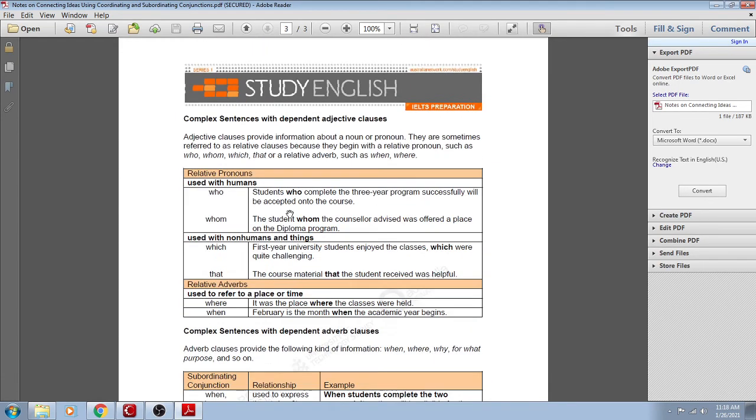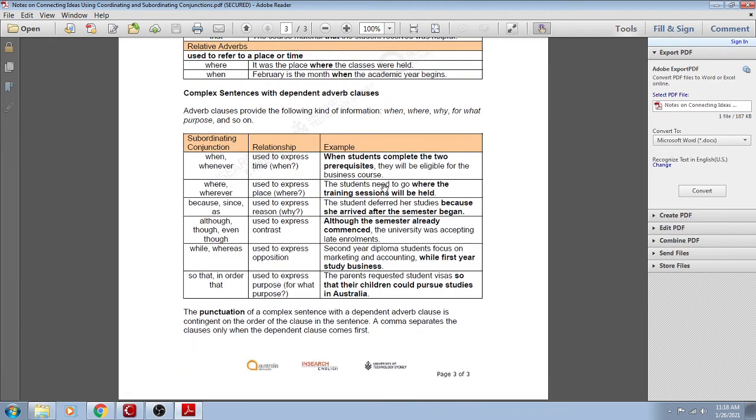Subordinating conjunctions are used to link a dependent clause with an independent clause. For example, when students complete the 2 prerequisites, they will be eligible for the business course. So here we have a dependent clause, the first one, because the meaning is not complete. If you add a full stop here, it will make no sense. It will be what we call in writing a fragment, and you must avoid the fragments.